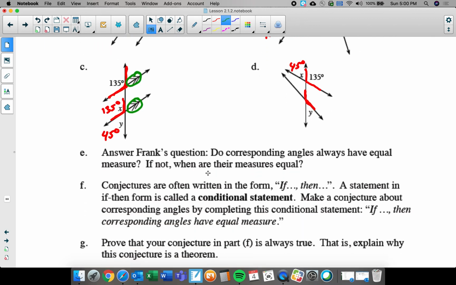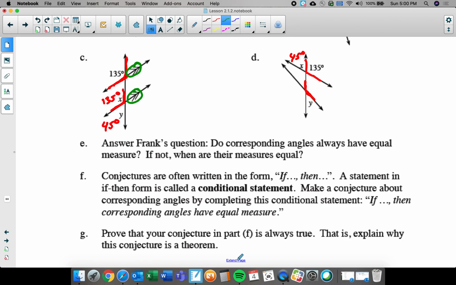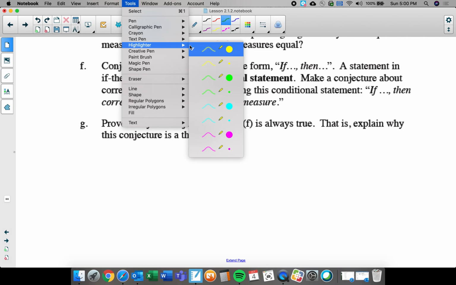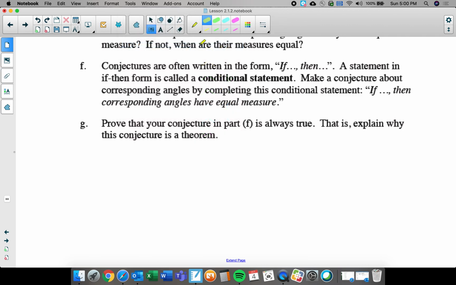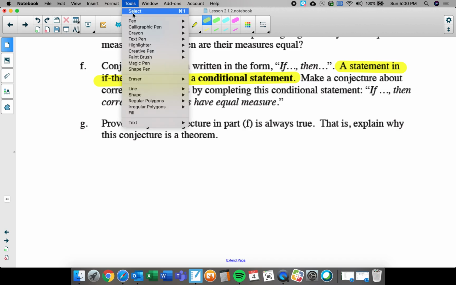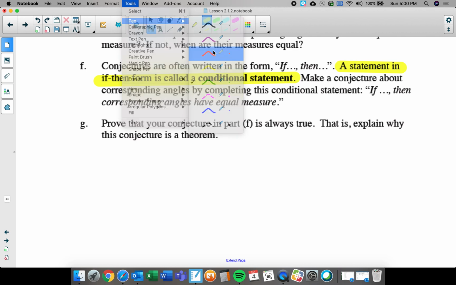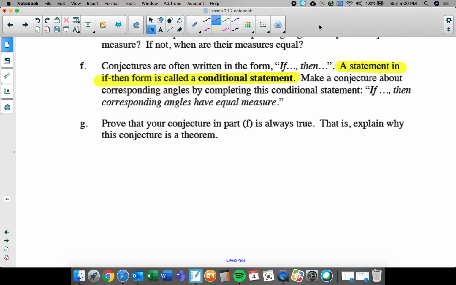So in this scenario, it says to write a conjecture about what's going on with corresponding angles in terms of a conditional statement. By the way, let me put a little highlight on this one. A statement in if-then form is called a conditional statement. So just a heads up, anytime you hear an if-then type of problem, that's a conditional. If the first part is true, then the second part would follow. So now they want us to actually make a conditional statement.